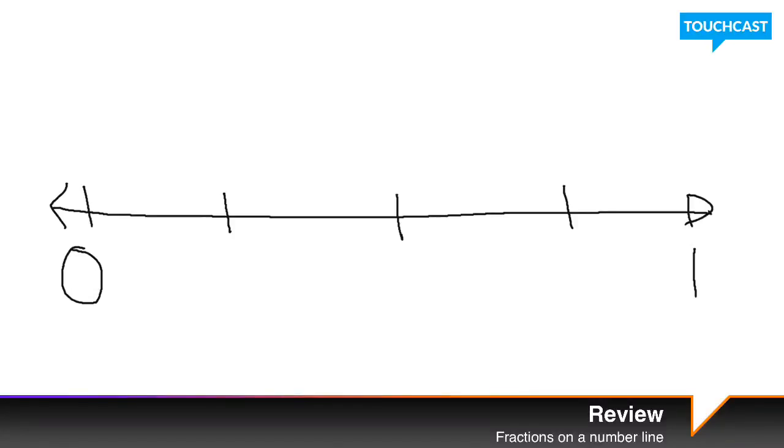Alright friends, let's get started. So this is a review of fractions on a number line, but some of these concepts are a little bit different, so make sure you're paying attention closely. So let's go ahead and take a look at this number line in front of us.